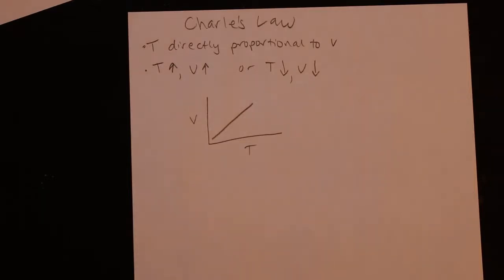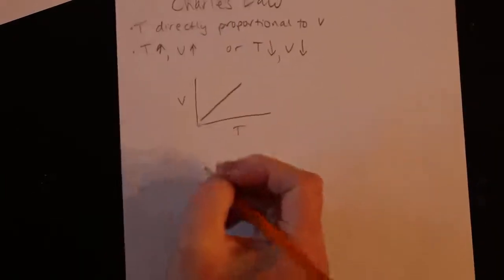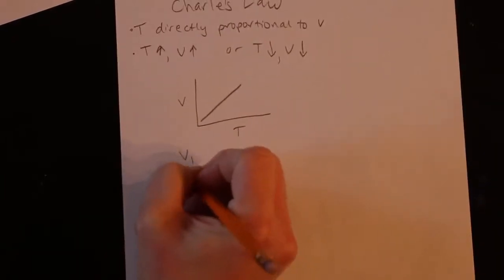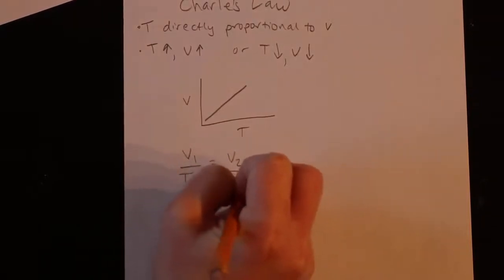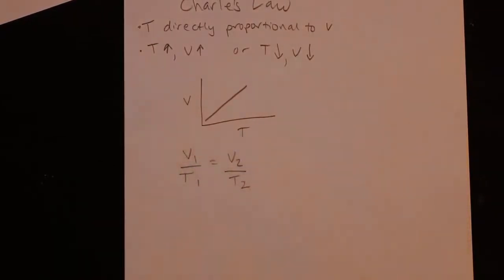Okay, and in terms of math, the equation is V1 over T1 equals V2 over T2. So if you take the initial volume and divide by the initial temperature, it will equal the final volume divided by the final temperature. And I always like to remember this one as Charles likes to watch TV upside down. And we say TV upside down because V is on top and T is on the bottom. So the word TV is upside down.